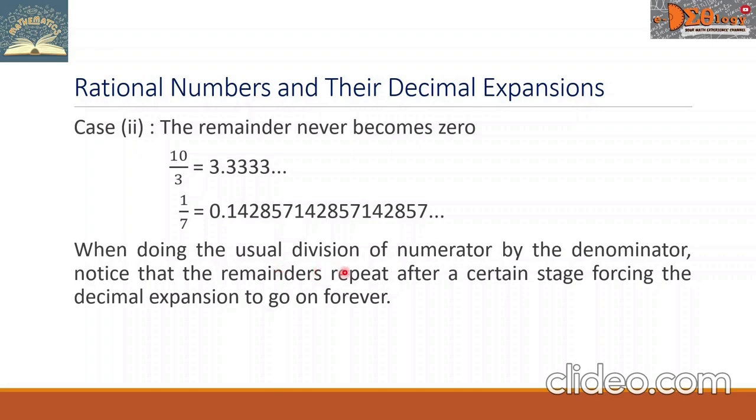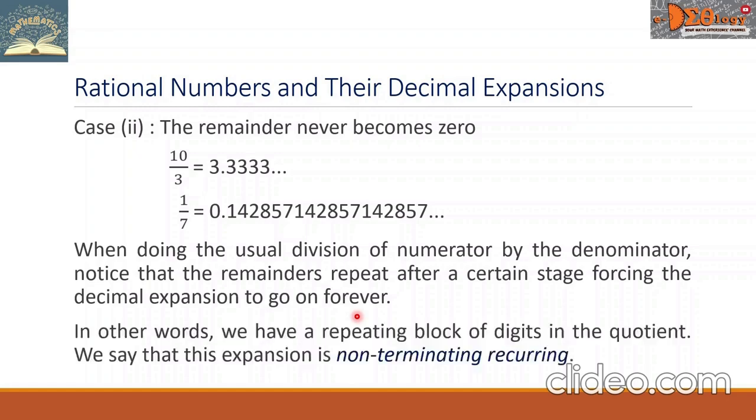When doing the usual division of the numerator by the denominator, notice that the remainders repeat after a certain stage, forcing the decimal expansion to go on forever. In other words, we have a repeating block of digits in the quotient. We say that this expansion is non-terminating, recurring.